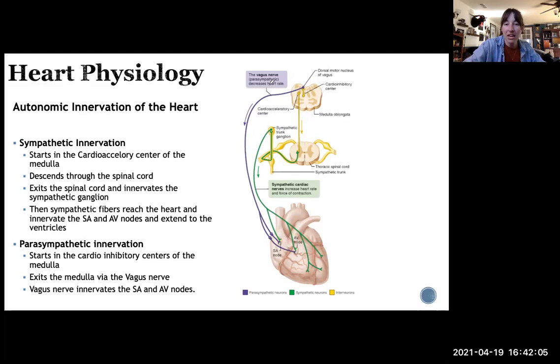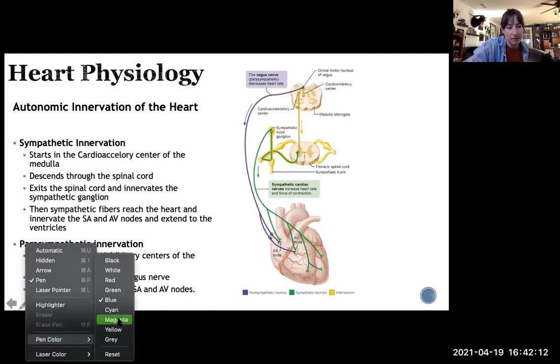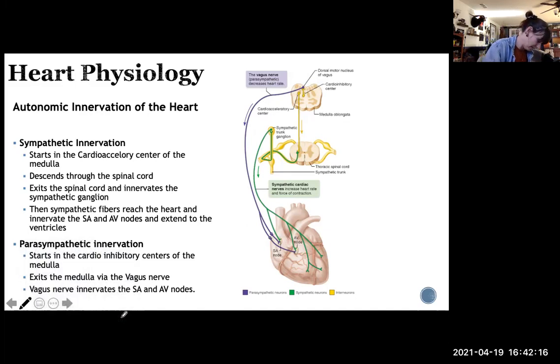So the part that comes from the vagus nerve, see the purple, parasympathetic. I guess we'll have to do magenta and green. Okay, so the parasympathetic, right? Cranial nerves have parasympathetic fibers. You have a long preganglionic nerve and a relatively short postganglionic nerve going to the nodes of the heart.